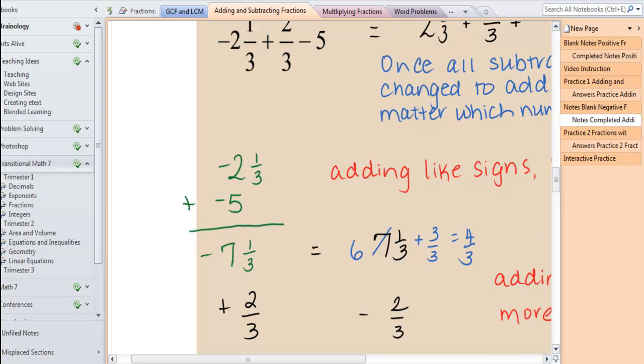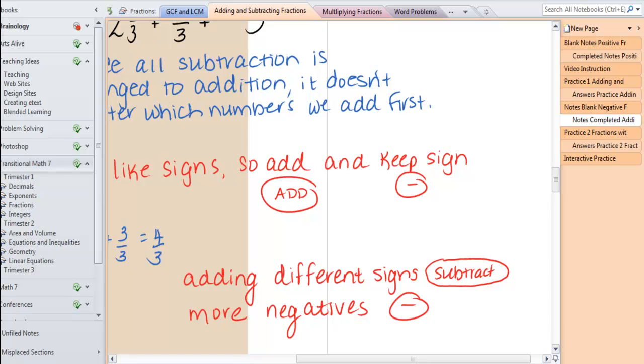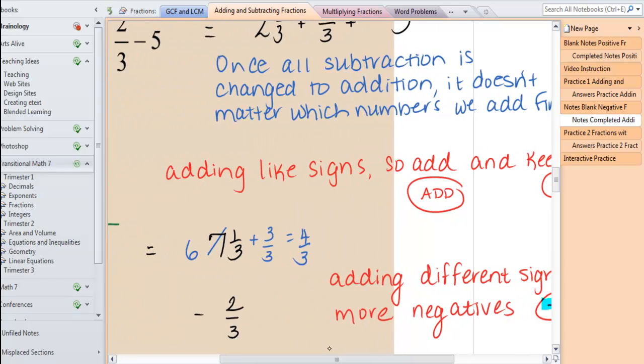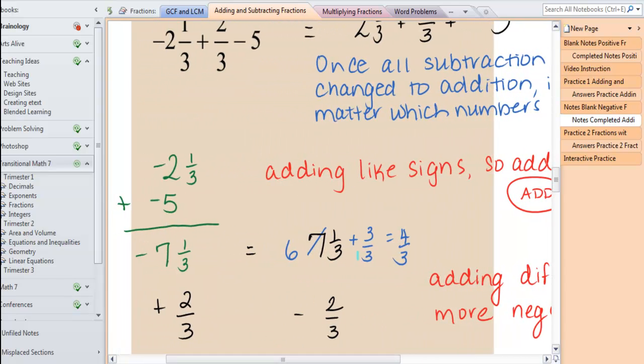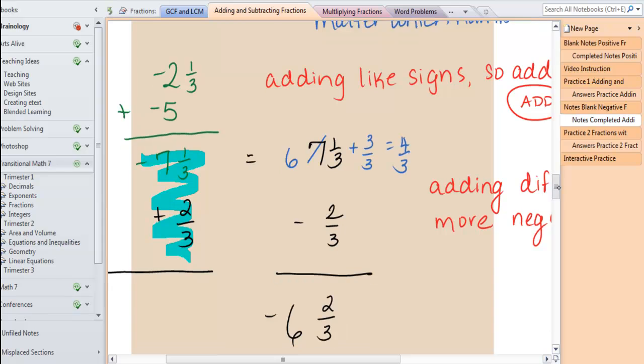So now we're going to be adding negative 7 1/3 plus the 2/3. Well, here we're adding different signs, so we subtract. And we have more negatives than positives, so our answer will be negative. So we have 7 1/3 minus 2/3. That's actually the math we're doing, even though the original problem is negative 7 1/3 plus 2/3. What we're really doing is subtracting and keeping the sign of the greater.